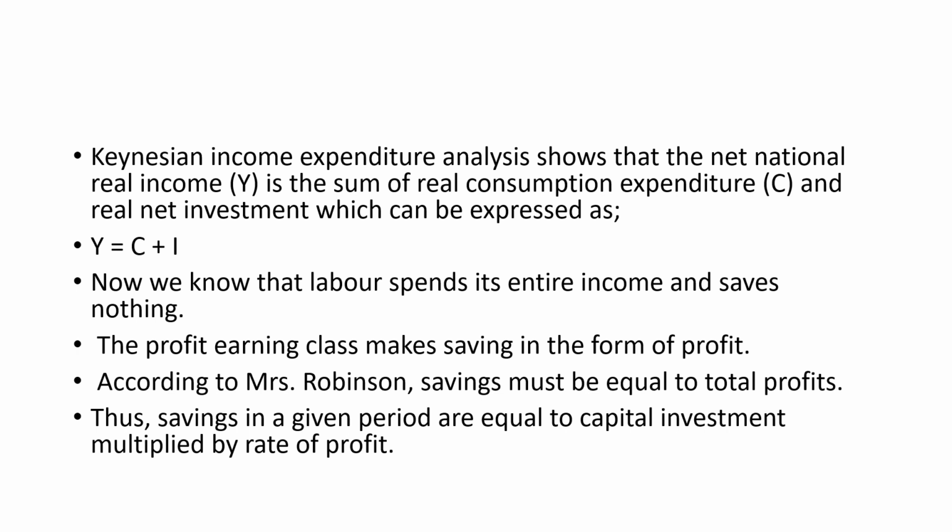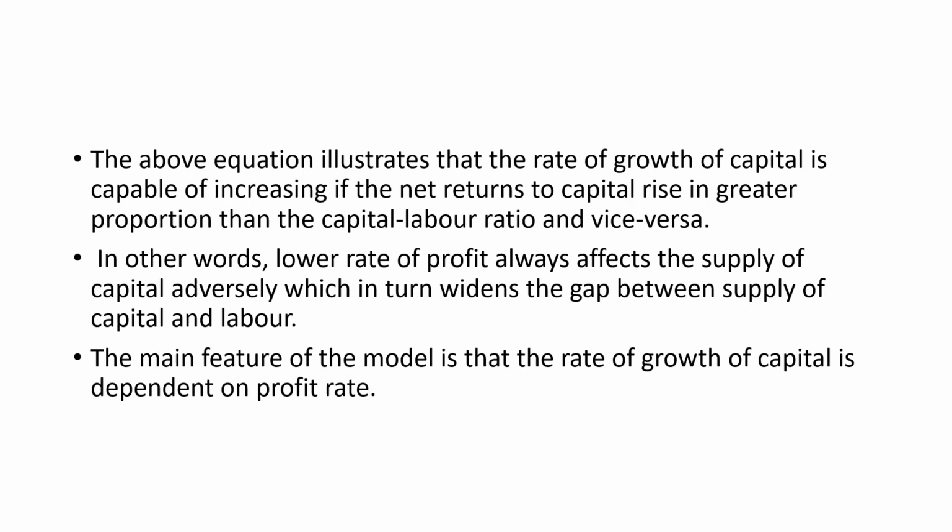So the profit earning class makes that saving in the form of profit, and according to Joan Robinson, saving must be equal to total profit. Because we assume that the capitalists save all their income, the saving in a given period is equal to the capital investment multiplied by the rate of profit. The above equation illustrates that the rate of growth of capital is capable of increasing if the net returns to capital rise in a greater proportion than the capital labor ratio, and vice versa.